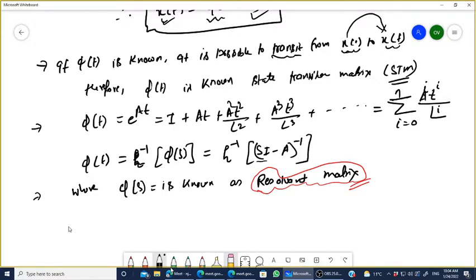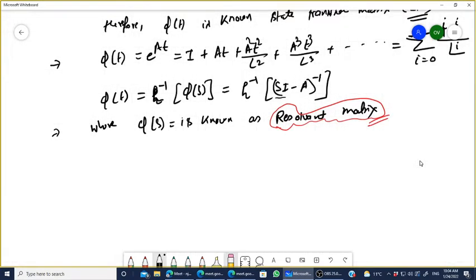Okay. See, one characteristic of this equation, let's say this is the phi t. If we take the inverse of this phi function, then what will come? Phi t is given as e to the power At. Then phi inverse becomes e to the power minus At. Am I right?